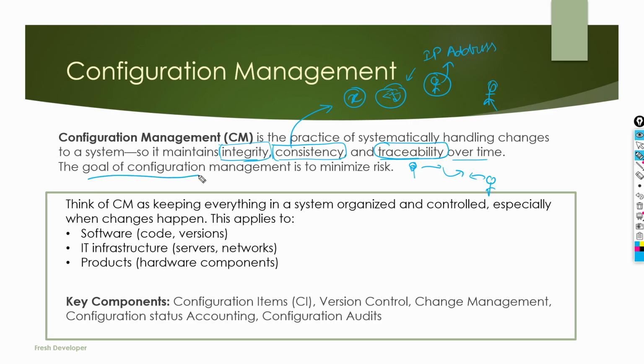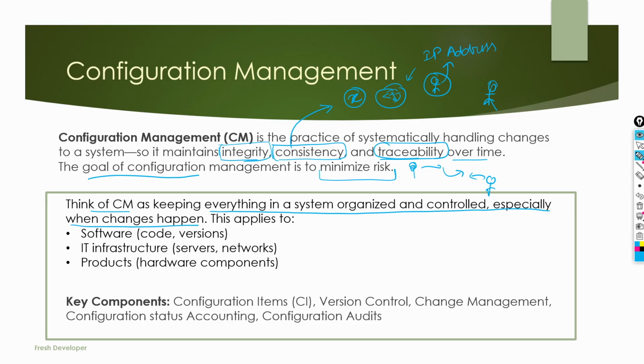The next goal of configuration management is to minimize risk, because if you do things without having the background of the system, chances are that you may corrupt the system, you may bring down the system, or it may fail. So by doing configuration management in a very proper and systematic way, we minimize the risk. In very simple terms, you can think of CM as keeping everything in the system organized and controlled, especially when changes happen.